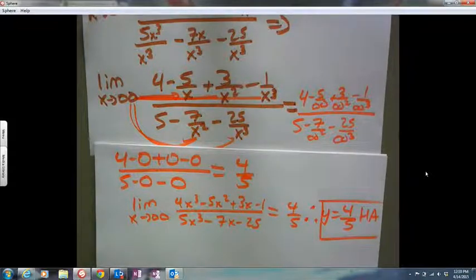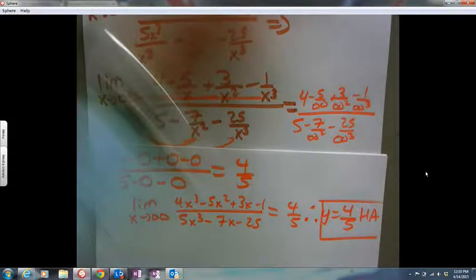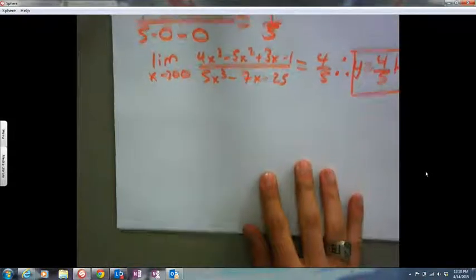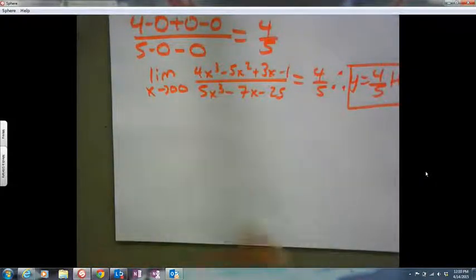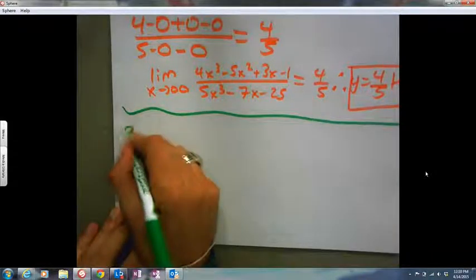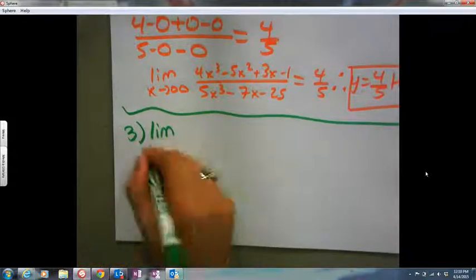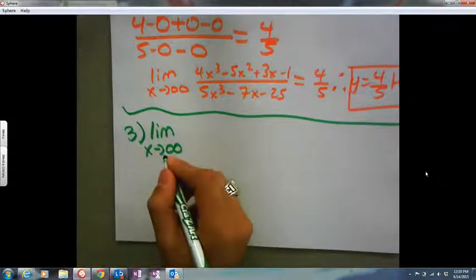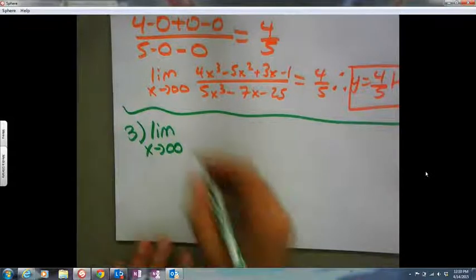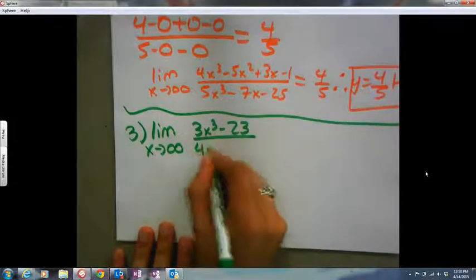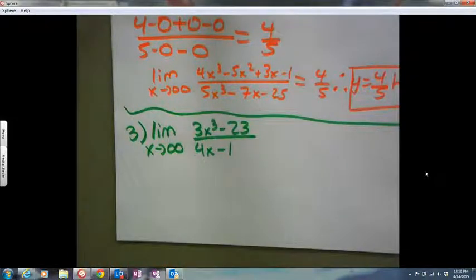Questions? Okay. Let me attack number 3 right below it. So we've got the limit as x goes to infinity of 3x cubed minus 23 over 4x minus 1. Again, I'm not going to narrate much. I want to give people the time and space to attack this. If you do have questions, though, don't hesitate to ask.